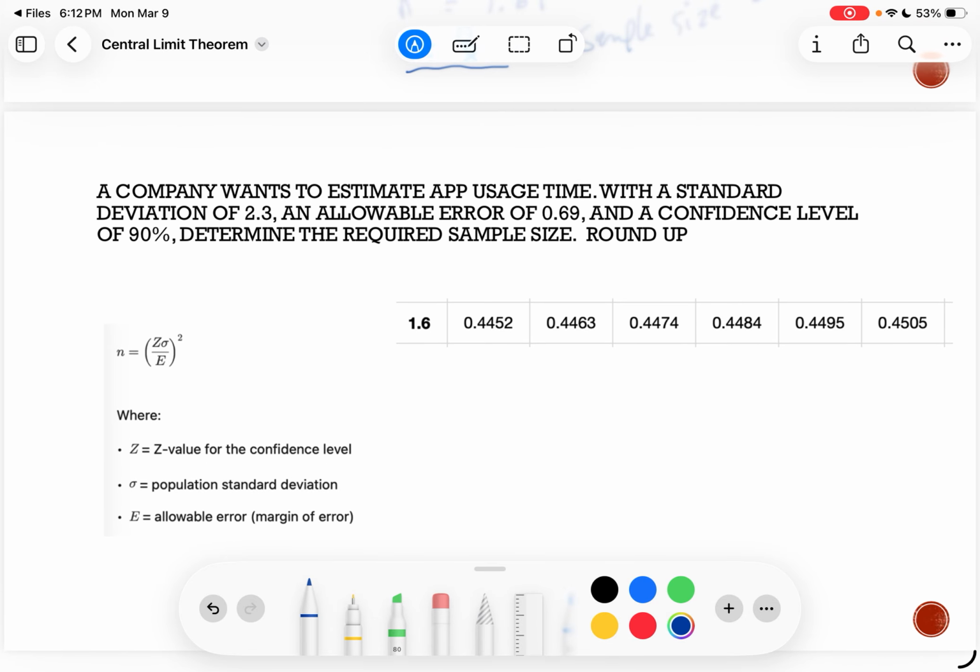Now here's another one. A company wants to estimate app usage time with a standard deviation of 2.3, an error of 0.69, and a confidence level of 90. Again, we have our normal distribution. So 0.9 divided by 2, 0.45.